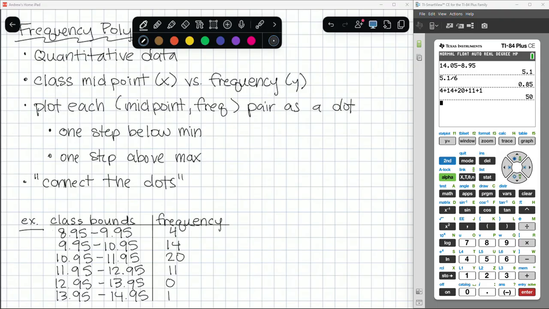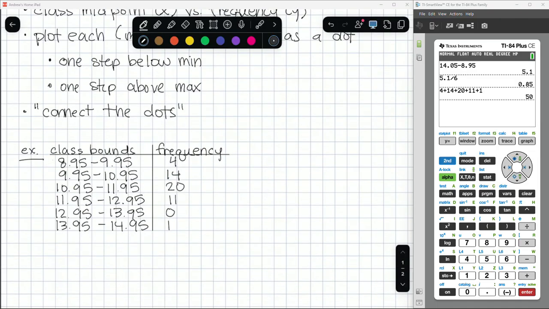For our example, you can see that frequency table that we made when we were talking about histograms. So this is that graph of shoe sizes for 50 men. We've already set up our class bounds. We've already sorted our frequency. So that's half the battle. What I really need now is to figure out where is the midpoint of each of these classes. What number is halfway between 8.95 and 9.95?